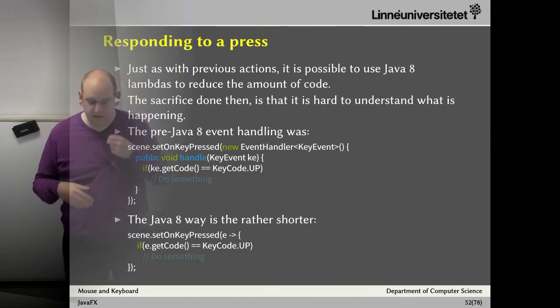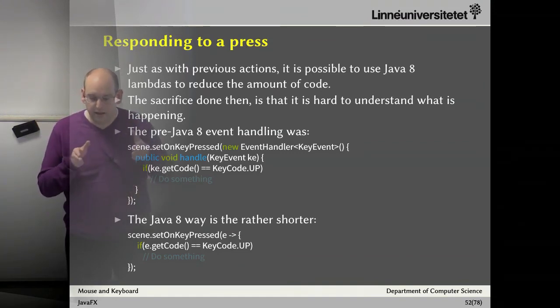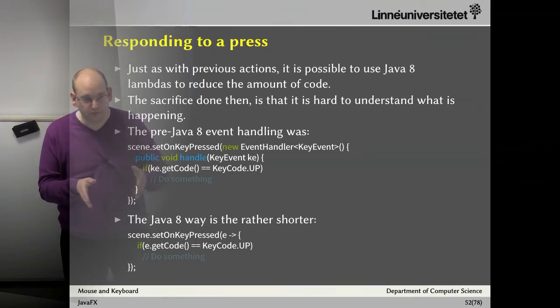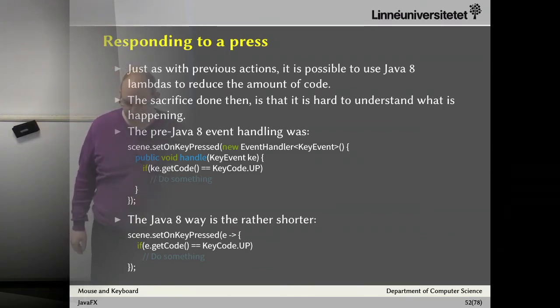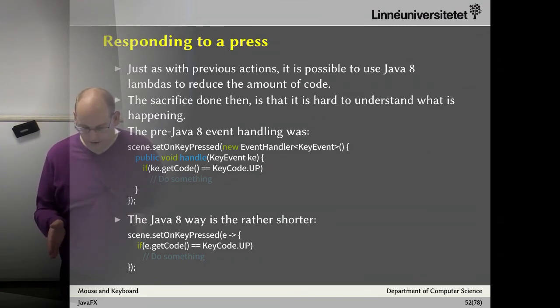So set on key press, when we press a key. In the old ways, we created an anonymous object of event handler type for a key event and implement the handle method and then check whatever we want to do on key up, for example. And the lower one is for the Java 8 way, where we have again set on key pressed and then the arrow symbol method. Much less to write. Thumbs up. More images, less code.